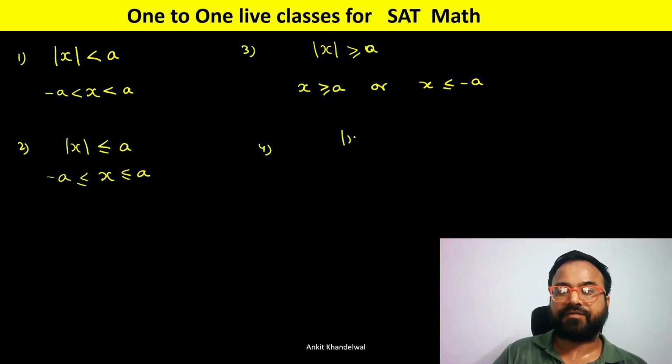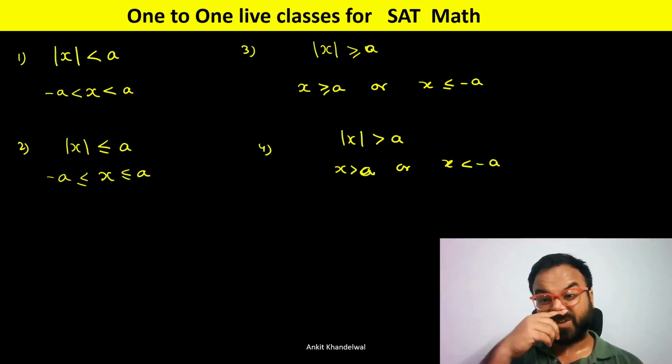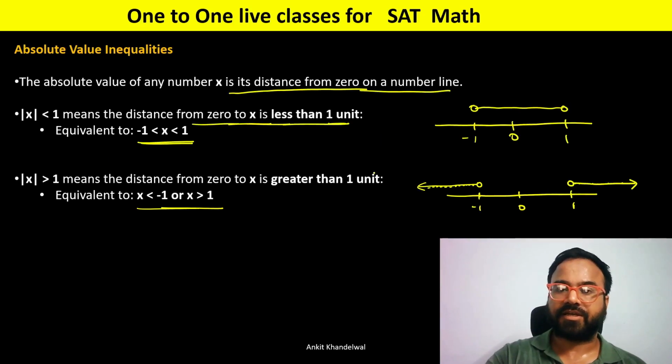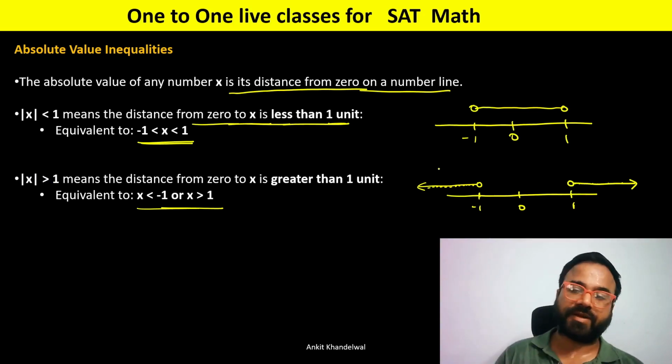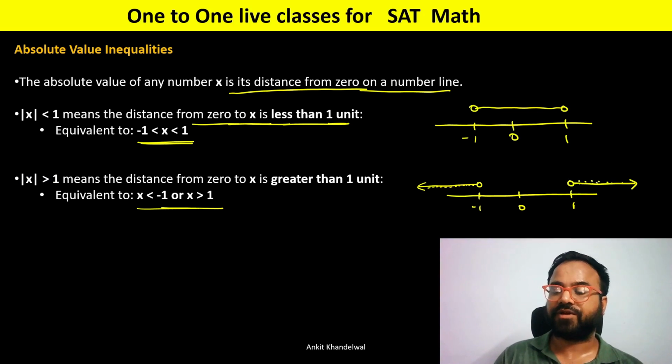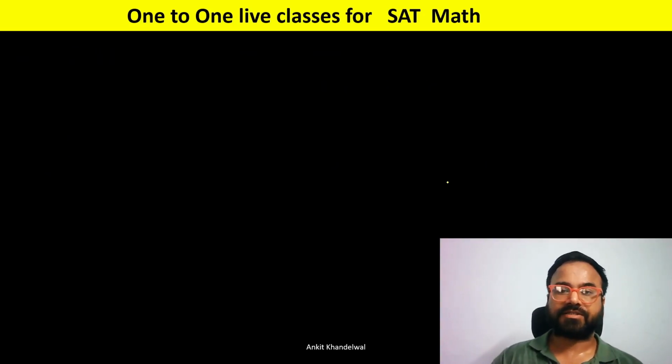Similarly, if it is only greater, then we will say x is greater than a or x is less than -a. These are the 4 cases which you can remember to solve these problems. Just take the help of an example: the absolute value of x is greater than 1 means either on the right side of 1 or on the left side of -1, because any point over here, its distance will always be greater than 1. So based upon this, let's solve some questions.